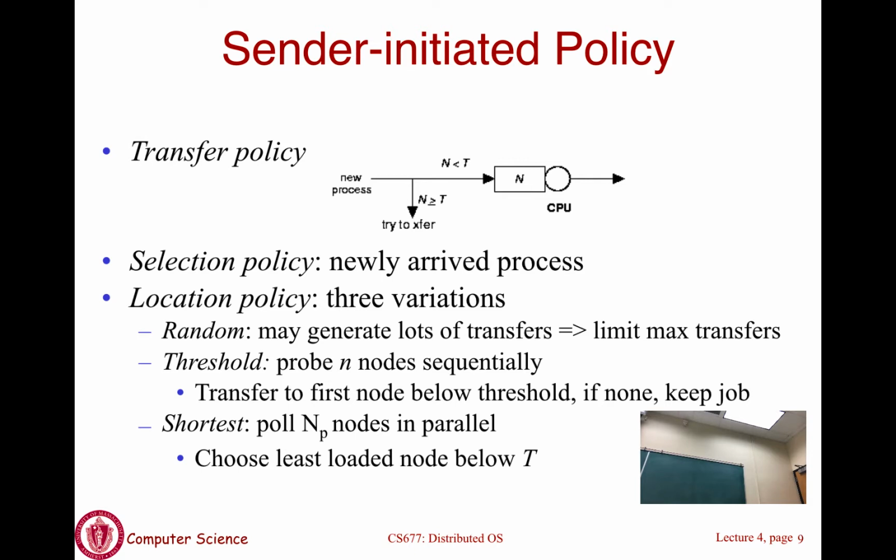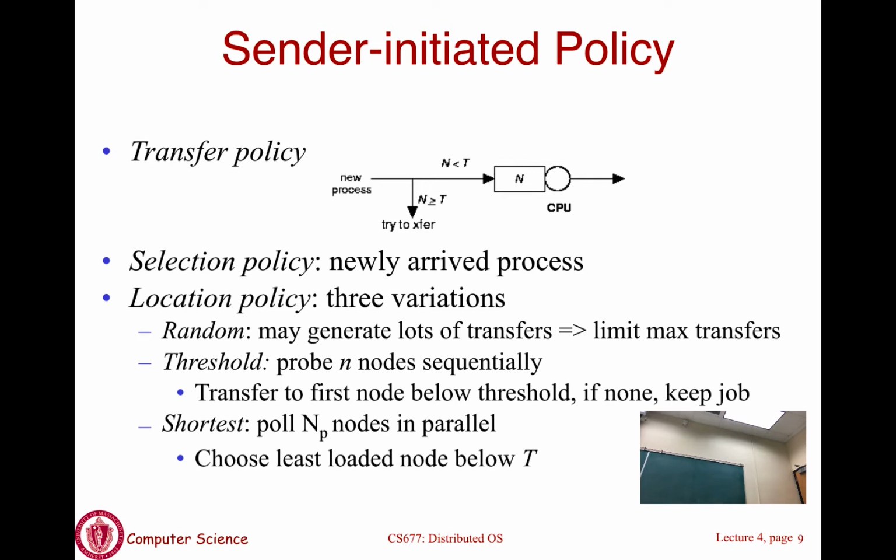Location policy says where should you move this job. There are many ways to make that decision. The first one is random. Toss a coin, move that job to machine I. You pick it randomly. You have no information about what's actually happening on machine I. That's one approach.